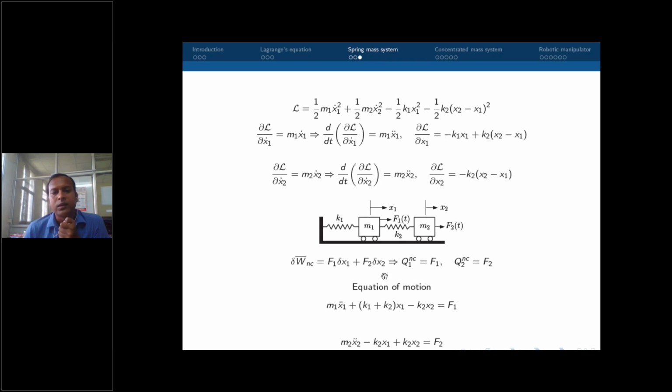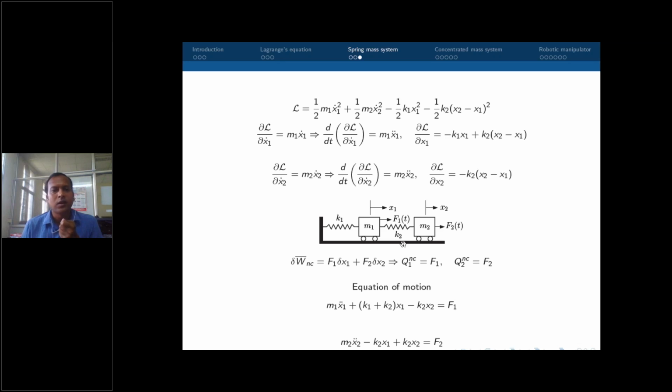So again, comparing with the previous expression for virtual work given in Lagrange's equation, we have two generalized forces Q1 and Q2, and they are equal to F1 and F2. So we substitute all these quantities in the previously mentioned Lagrange's equation to get the final equation of motion. So in this slide, at the bottom you can see these two equations. These two equations are the equations of motion of this 2 degree of freedom system.